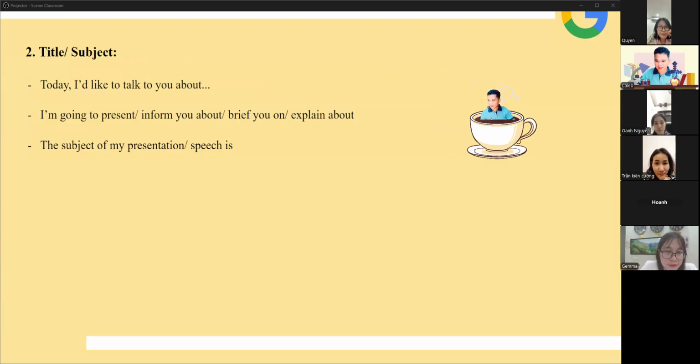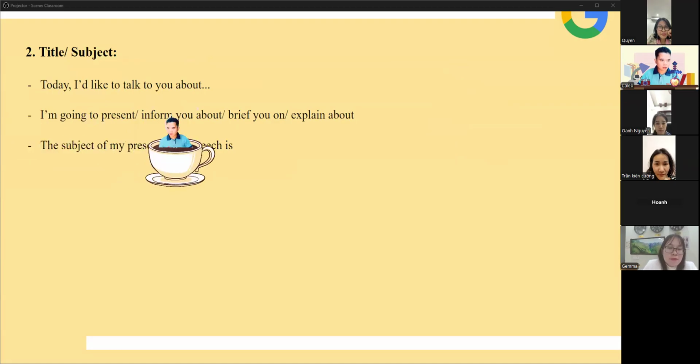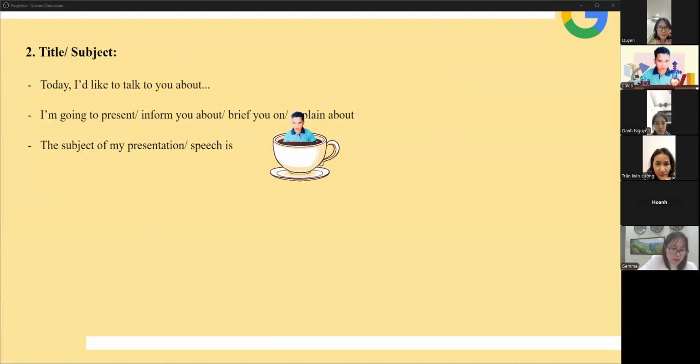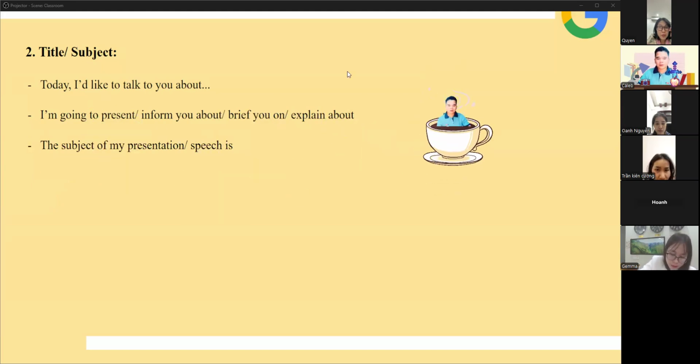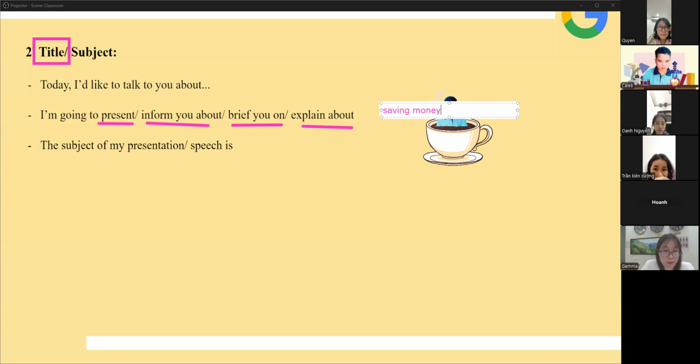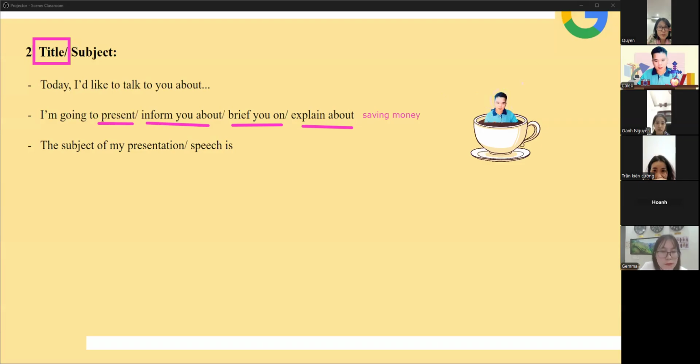So we could say these instead. I'm going to present, or I'm going to inform you about, I'm going to brief you on, or I'm going to explain about. So we can say either of these: to present, to inform you about, to brief you on, to explain about. You can pick one and talk about your subject or topic. Let's say earlier they are talking about saving money. Brief you on saving money. So you can choose either of these phrases to talk about your title or subject.